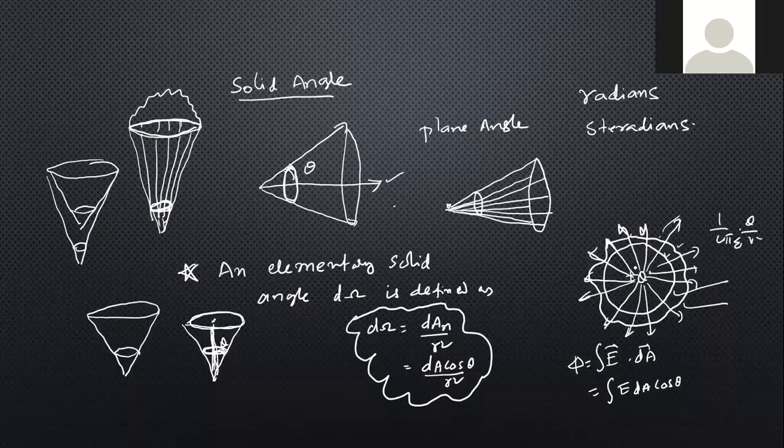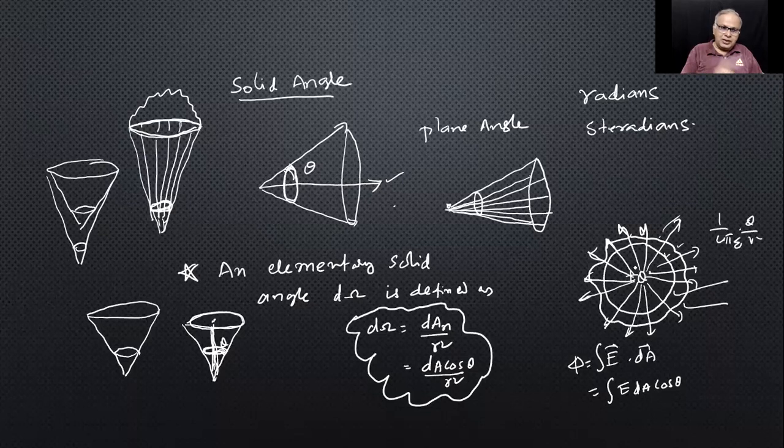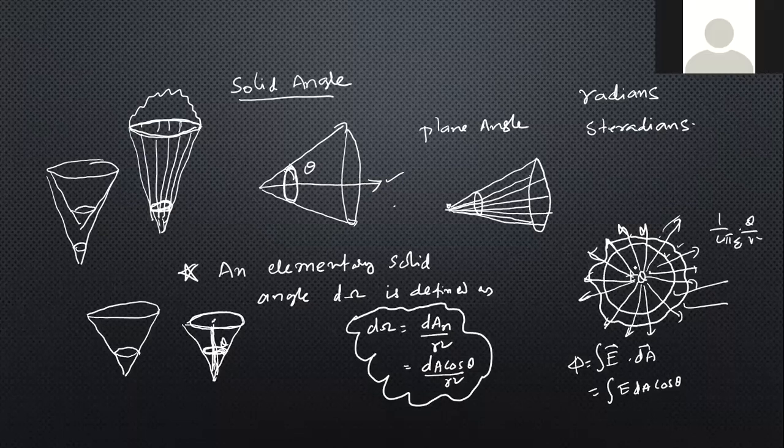Sir? So if the solid angle is same for different shapes, the flux will be same? Yeah, but that is happening because one more extra thing is there: the E being inversely proportional to R square. Yes, sir. And solid angle we're using to prove Gauss's law for any shape.